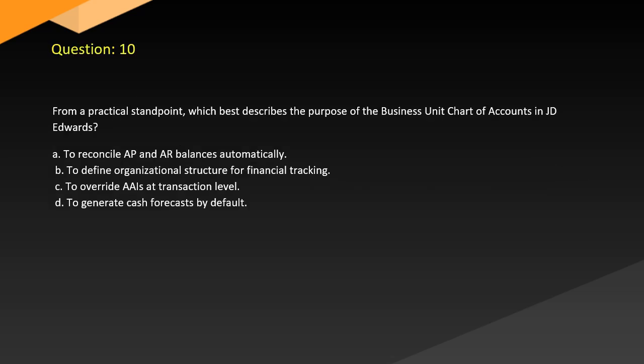Question 10. From a practical standpoint, which best describes the purpose of the business unit chart of accounts in JD Edwards? A. To reconcile AP and AR balances automatically. B. To define organizational structure for financial tracking. C. To override EIS at transaction level. D. To generate cash forecasts by default.